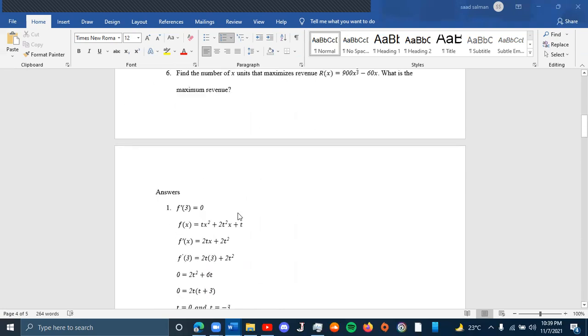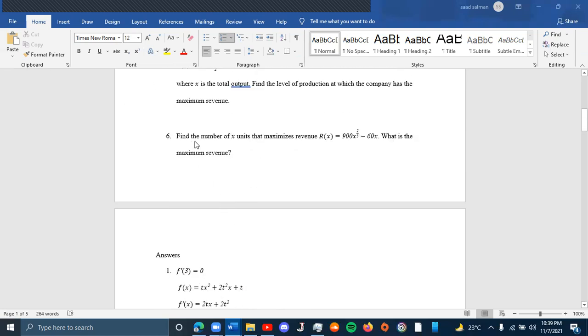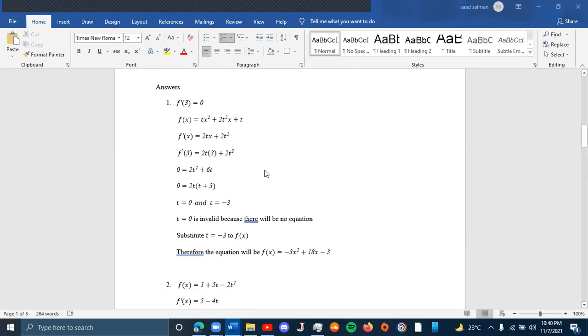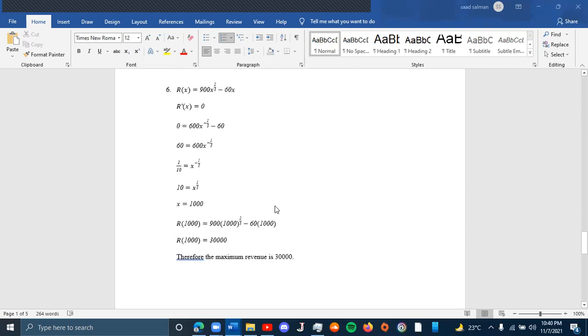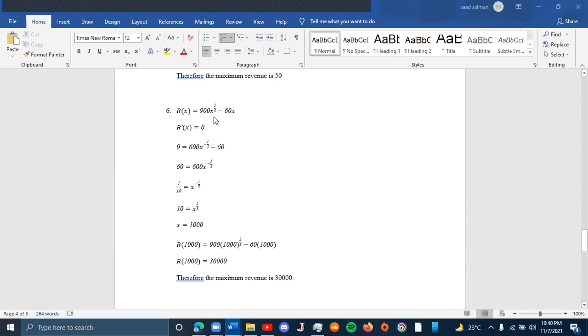Now let's move on to question number 6, which is: find the number of x units that maximizes revenue. R(x) = 900x^(2/3) − 60x. What is the maximum revenue? In question number 6, we will start with the equation R(x) = 900x^(2/3) − 60x, which would give us R'(x) = 0.